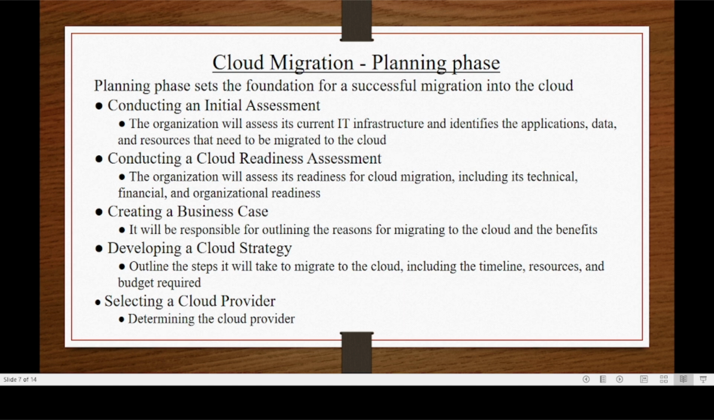The third step is creating a business case. It will be responsible for outlining the reasons for migrating to the cloud and the benefits. Fourth step is developing a cloud strategy. In this step, the organization outlines the steps it will take to migrate to the cloud, including the timeline, resources and budget required. In the last step, that is selecting a cloud provider, determine which cloud provider can best meet your organization's needs while staying within any budgetary constraints you may be facing.